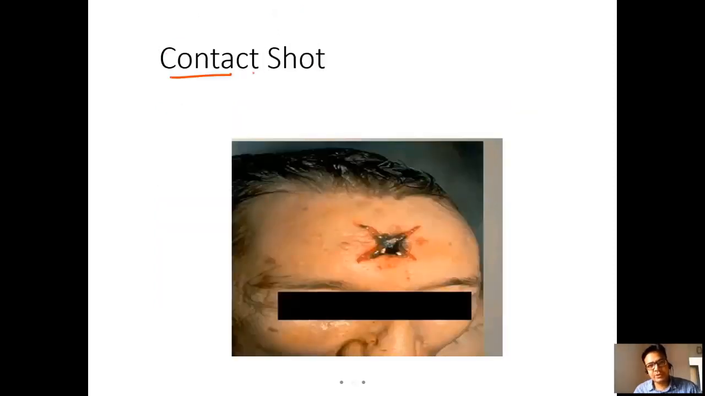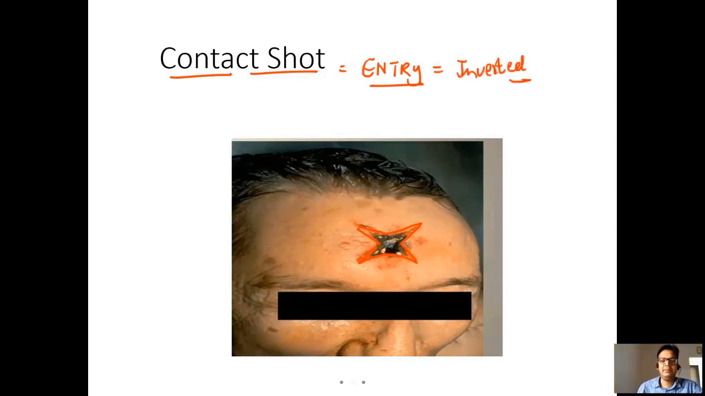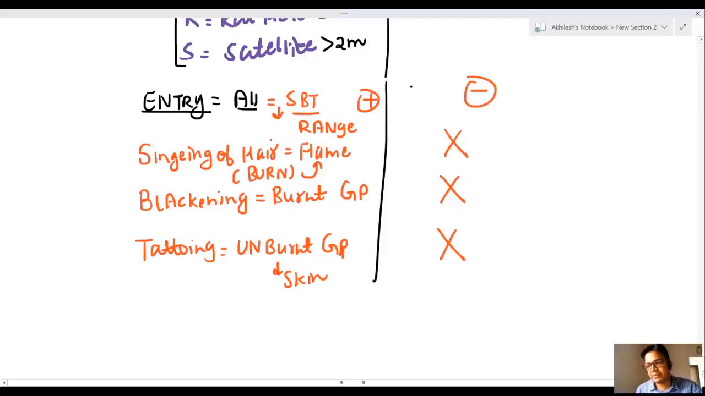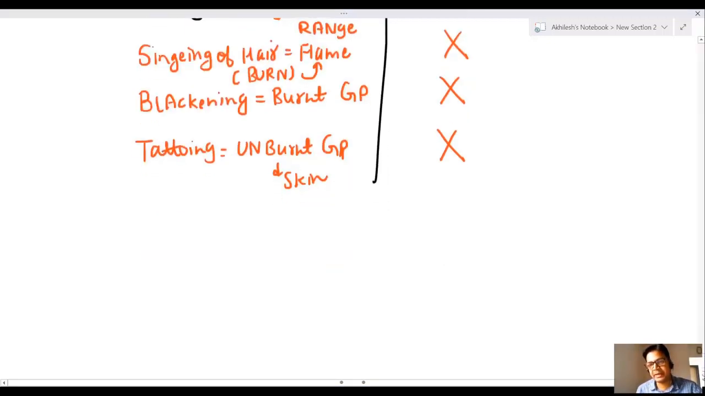Sir, as I told you, star shape entry wound. Anyone? Star shape entry wound. It is contact shot. And even you can see, sir, here it is going inside. It is inverted margin. Okay. So again, I'm speaking, just revise with me. It's a very important topic, my dear friends.